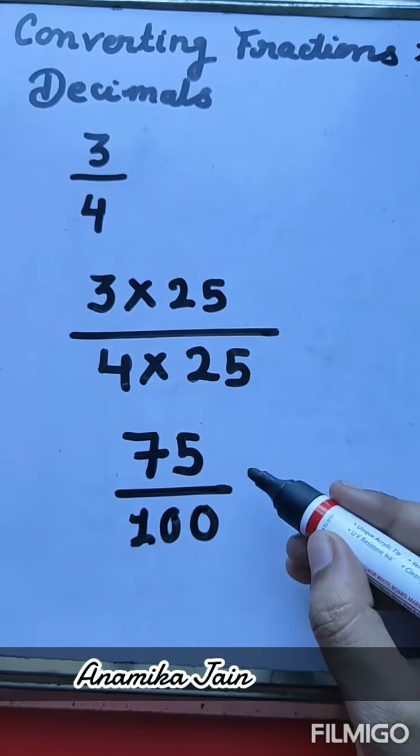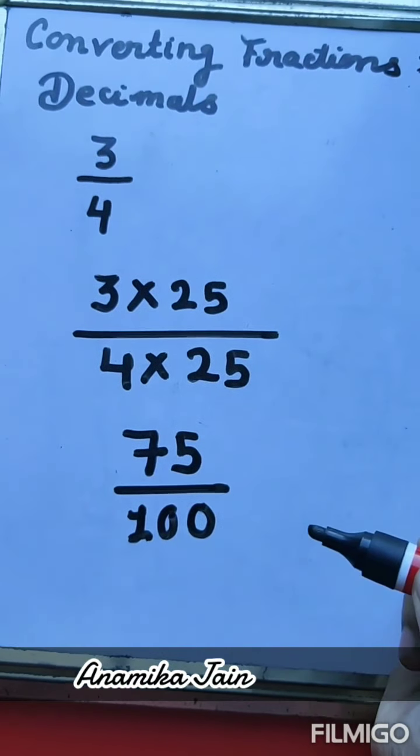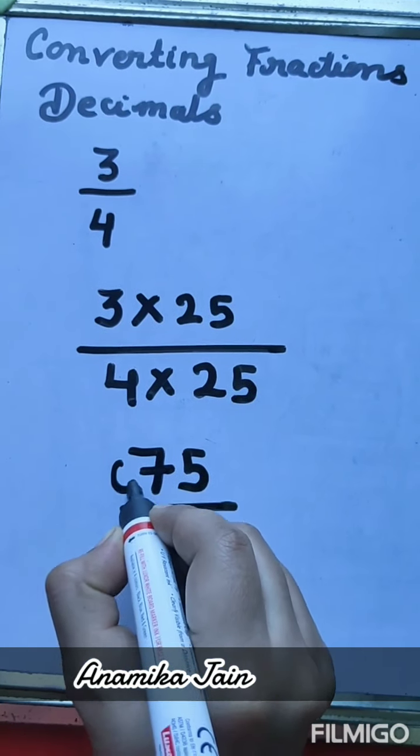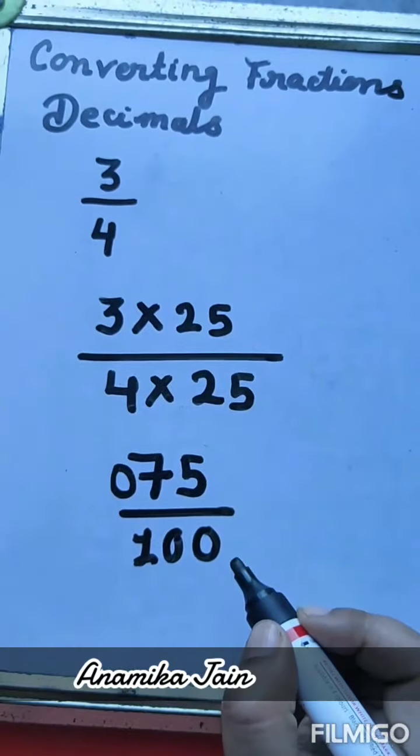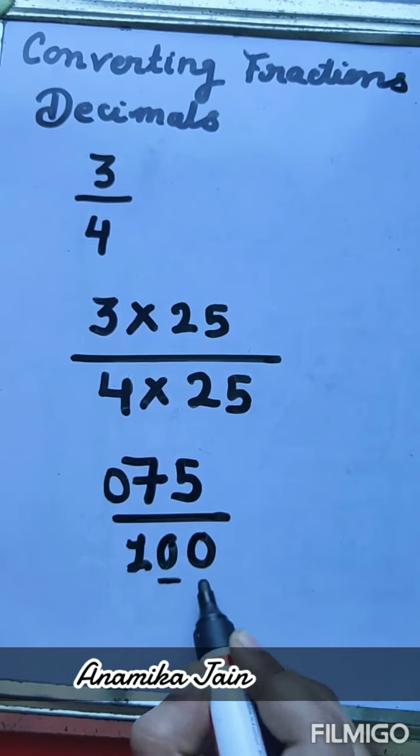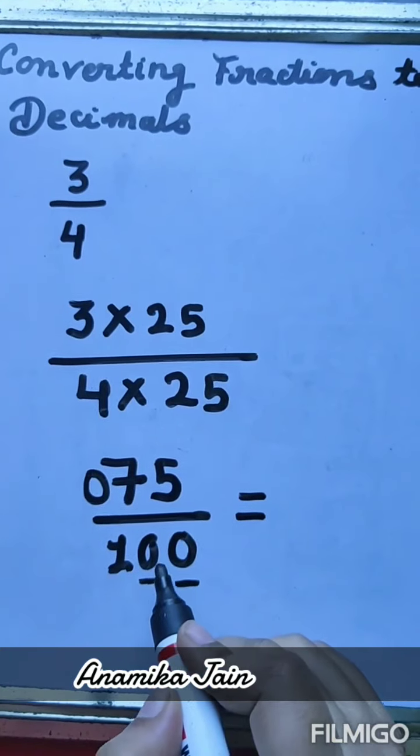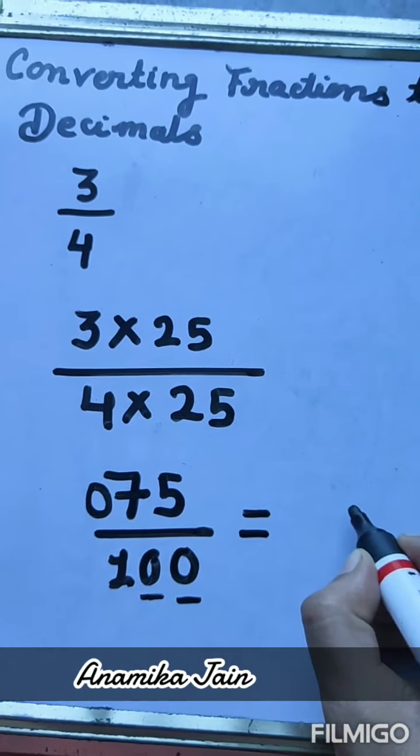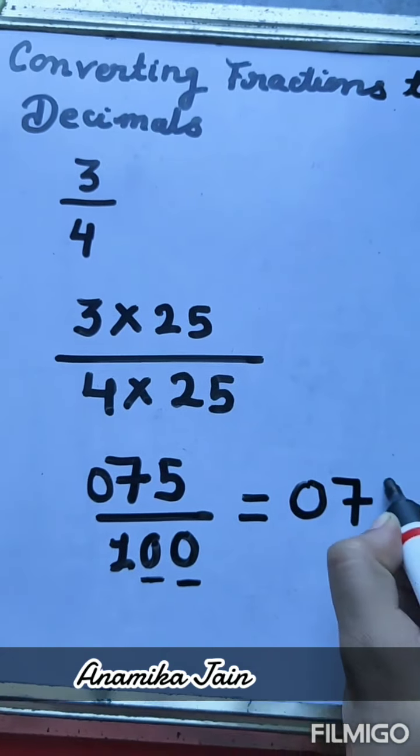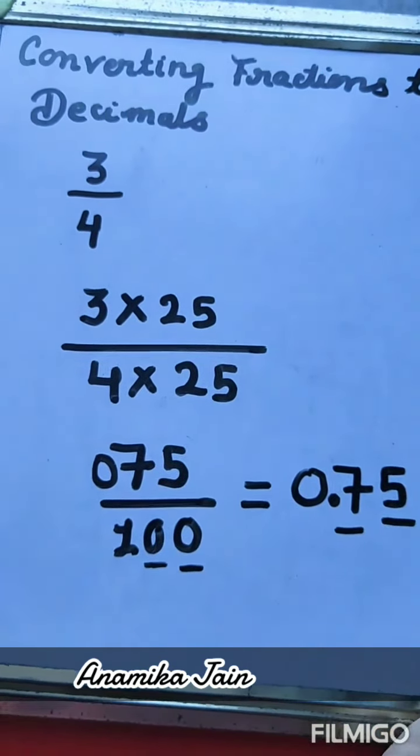First we will compare the number of digits in the numerator and denominator. Here are 2 digits, here are 3 digits. So we will make the same number of digits by putting 0 before 75. Now the equal number of digits are here, and now we will count the number of zeros in the denominator. There are 2 zeros. If there are 2 zeros in the denominator, then we will put a decimal point before 2 digits from the right hand side, that is 1, 2, and we will put a decimal point here.